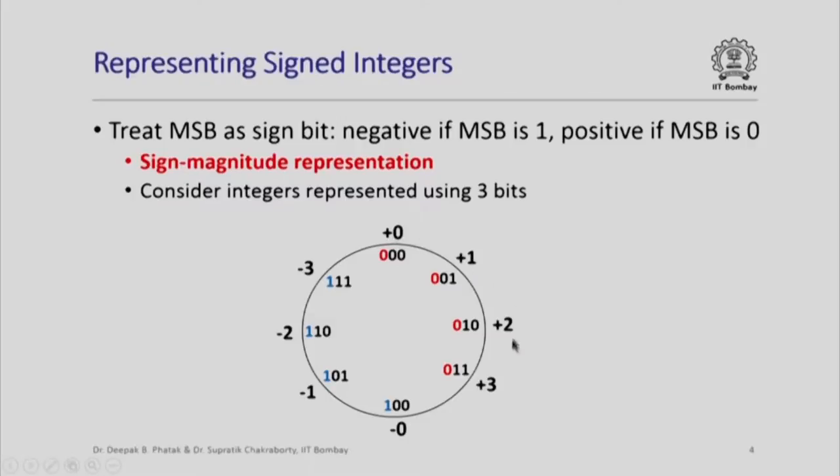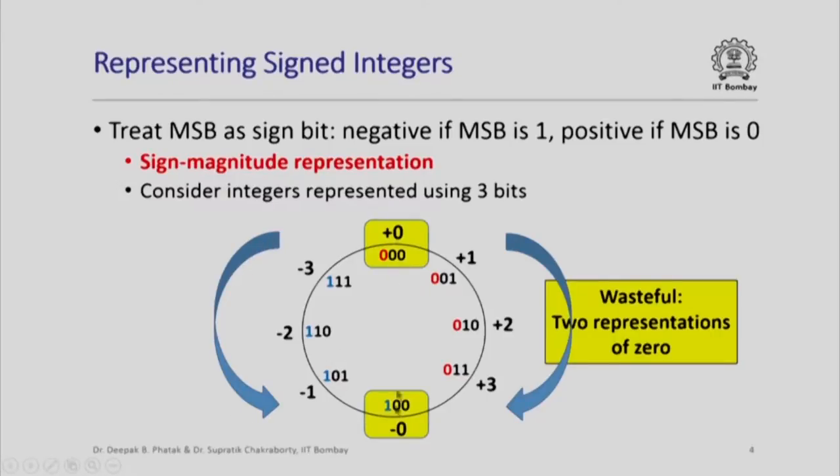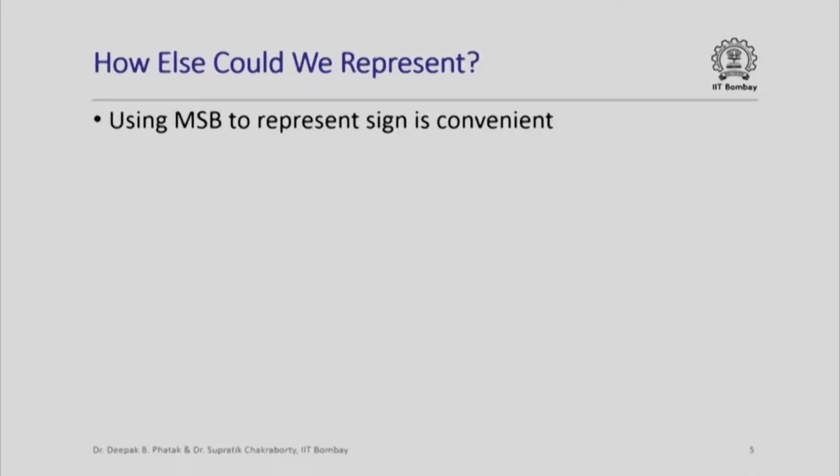So we have seen that this corresponds to plus 0, plus 1, plus 2, plus 3, and then minus 0, minus 1, minus 2, minus 3. We have also seen that this basically corresponds to 2 increasing directions, one in this way and the other in this way. These are 2 different increasing directions, and it also gives rise to this wasteful representation where we have 2 representations of 0.